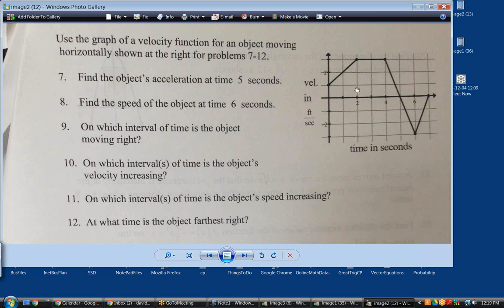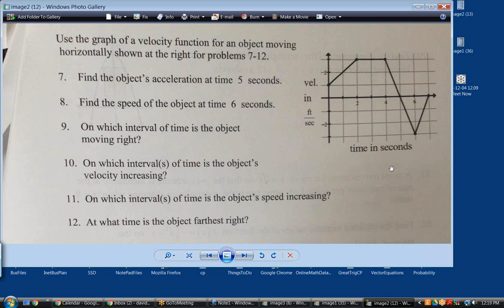But speed is going to be the measurement, the absolute value of velocity. So what's the velocity at 6 seconds? It'd be -3. So is it just 3? It's just 3. All right. The velocity is -3, but the speed is just 3.